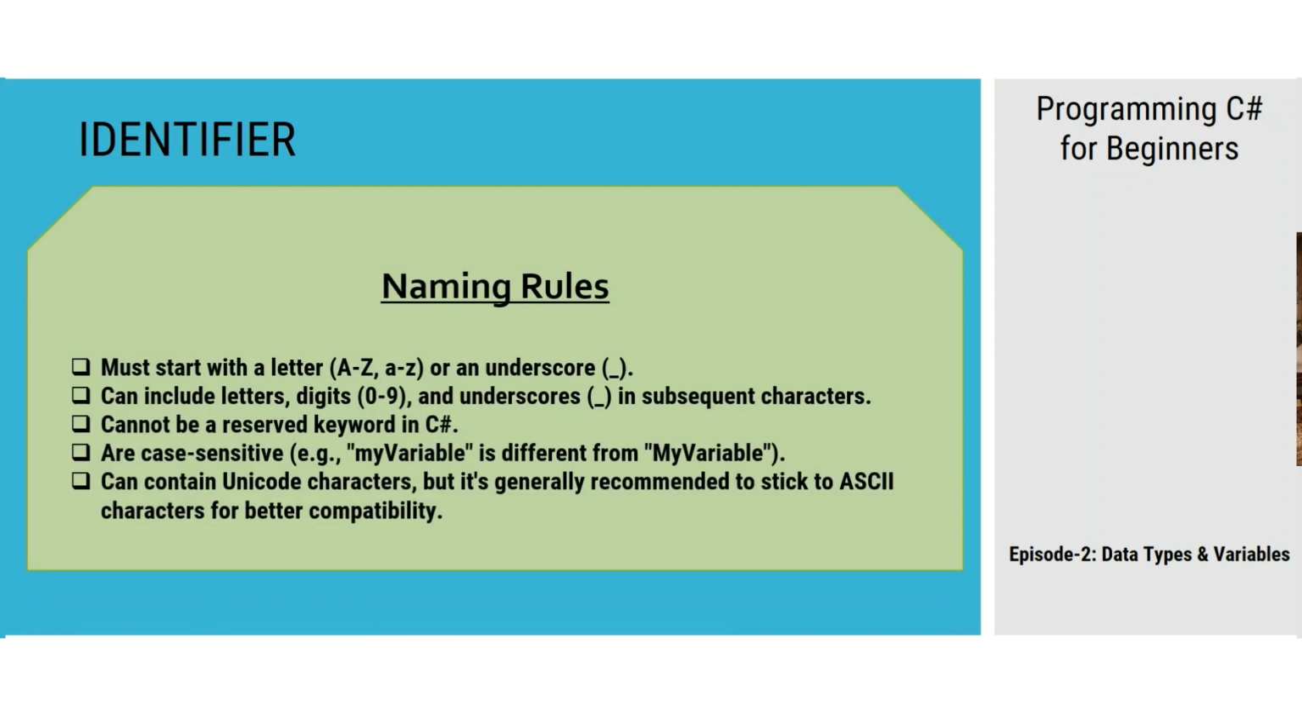Naming rules. Must start with a letter A to Z or small a to z, or an underscore. Can include letters, digits 0 to 9, and underscores in subsequent characters. Cannot be a reserved keyword in C#. Are case sensitive. Can contain Unicode characters, but it's generally recommended to stick to ASCII characters for better compatibility.